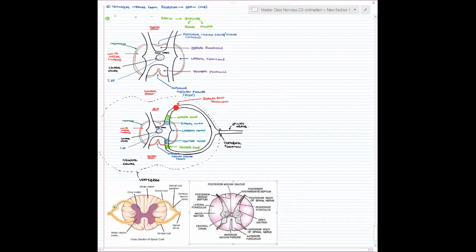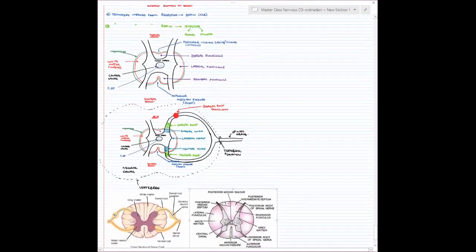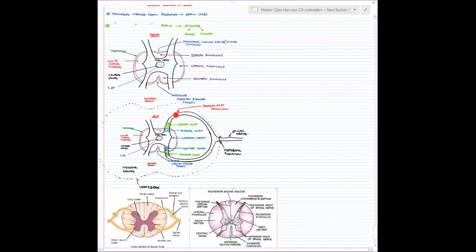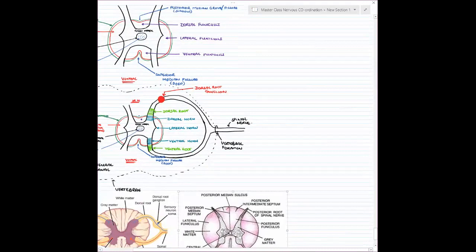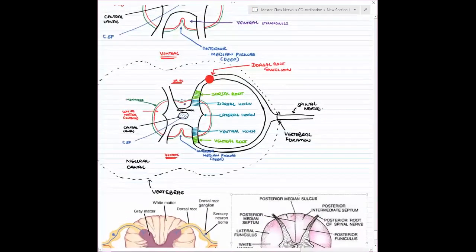What is written after posterior median groove? It is deep. The posterior median groove is deeper and the upper one is shallow. Okay, everybody all right, guys?